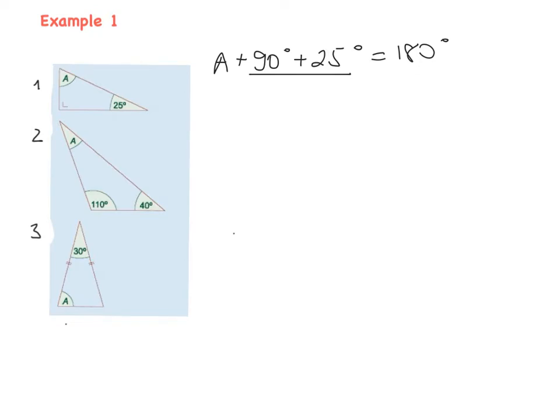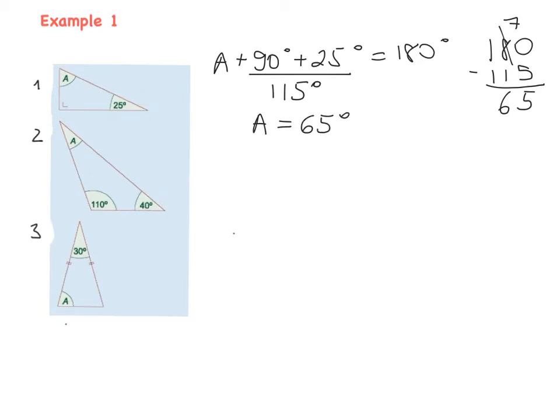So 90 and 25 is 115. And now we need to take it away from 180, okay? So 180 minus 115, 65 degrees. So A is 65 degrees. Okay, so we can check it. 65 plus 25, it's 90, 90 plus 90, 180.